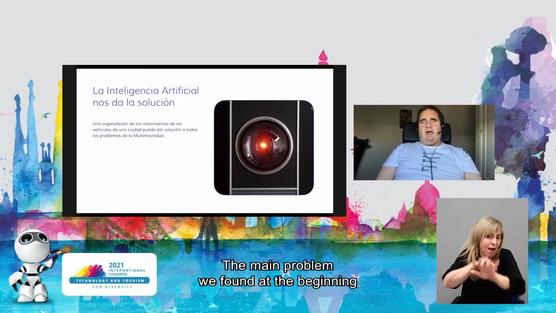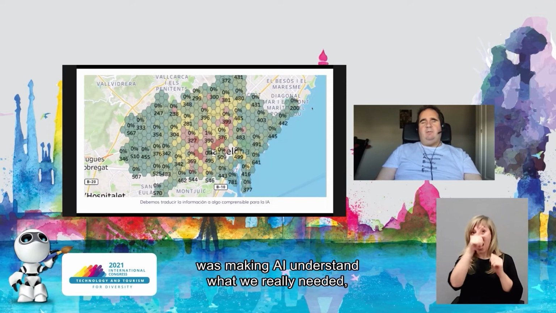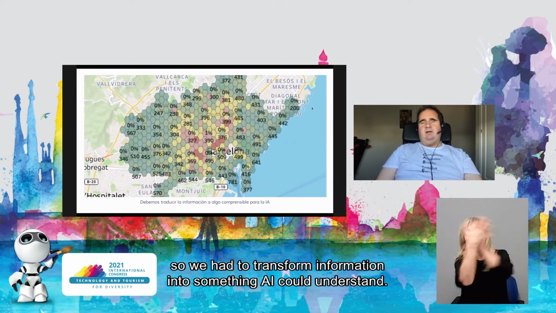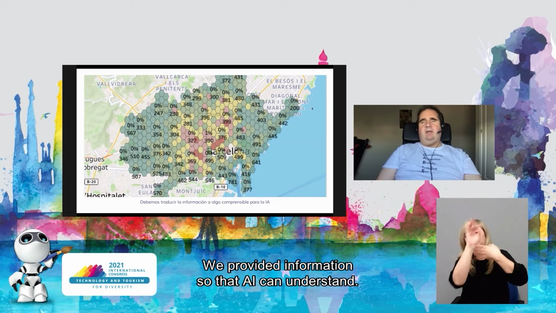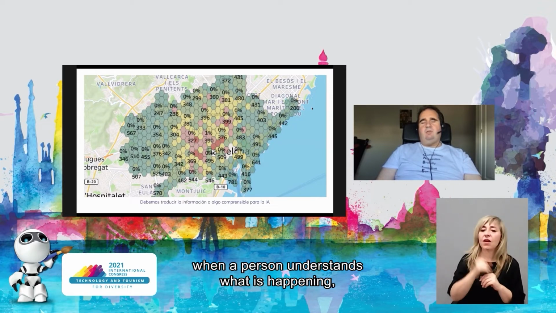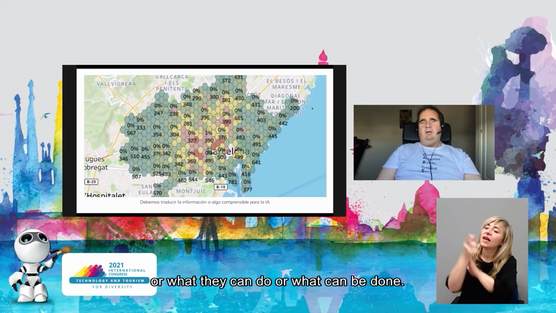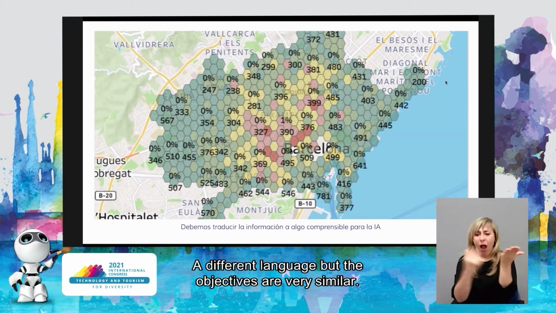Now, the main problem that we found at the beginning was making artificial intelligence understand what we really needed. So we had to transform information into something that artificial intelligence could understand. So we mapped cities, we divided them in understandable sections for them. We provided information so that artificial intelligence can understand it. This is similar to what happens when a person understands what is happening or what they can do or what can be done. It's a different language, but the objectives are very similar.